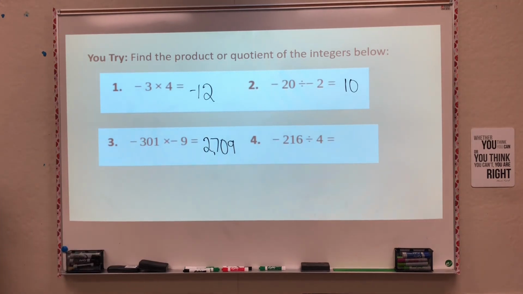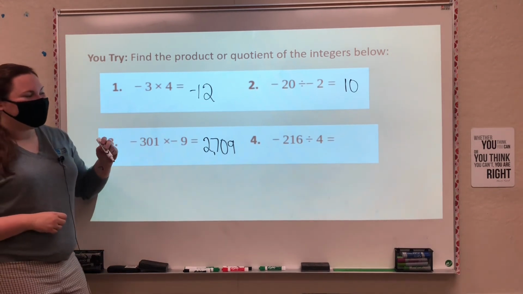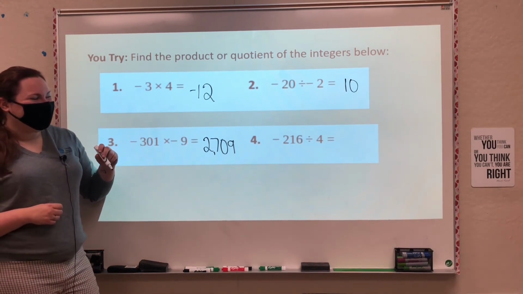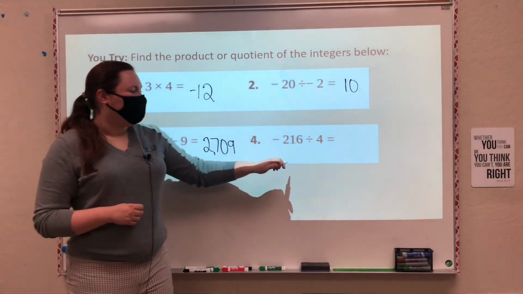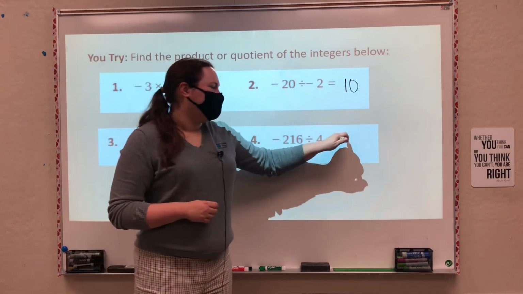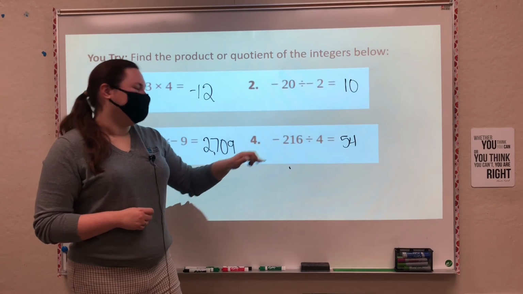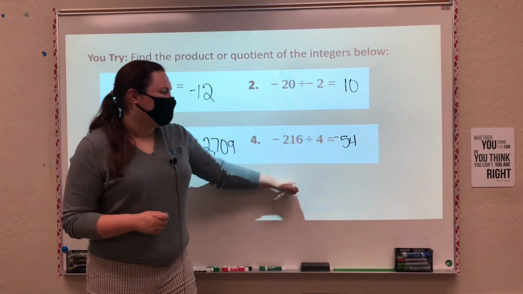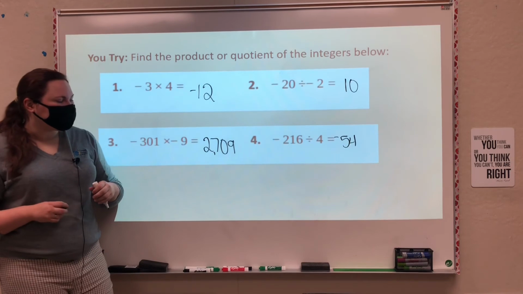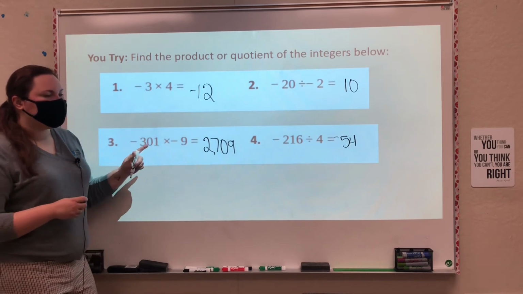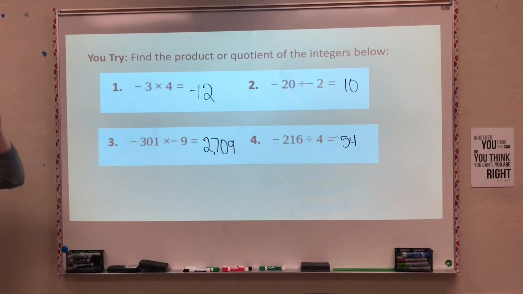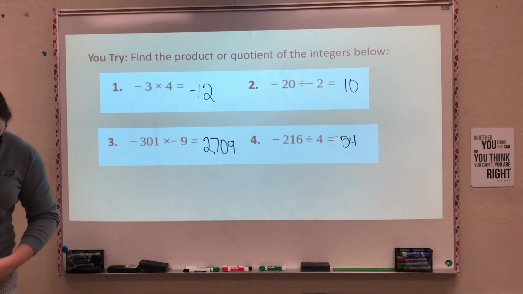That last one, negative 216 divided by 4. You're so close. Negative 54. Why is it negative? Because they're different signs. Yep. So this is reviewing some of that long by hand multiplication and division we did with some of the stuff we learned about negative numbers.